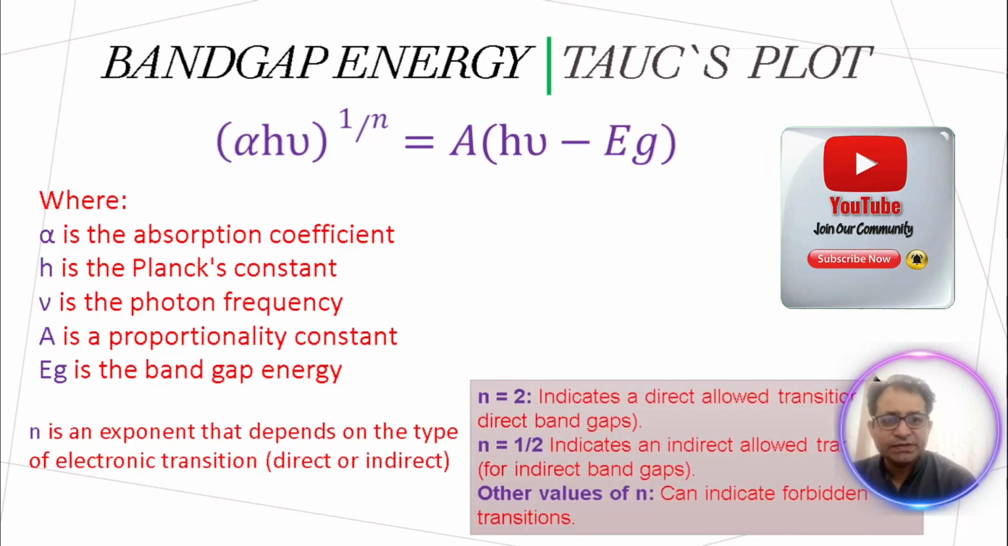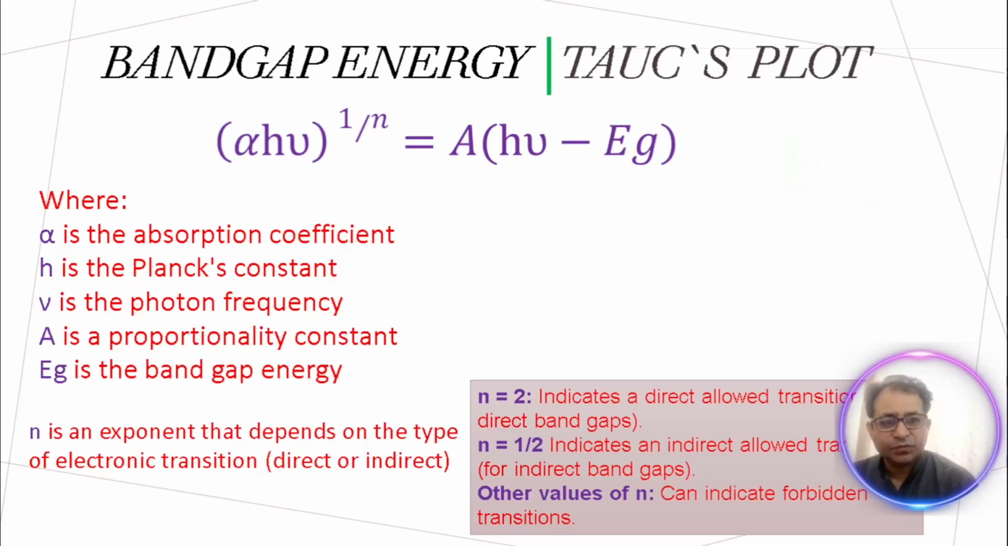If the value of n is equal to 2, this means that it is the direct allowed transition for the direct band gap. We calculate the direct and indirect band gap. If the value of n is 1 by 2, it indicates indirect allowed transition for indirect band gap.